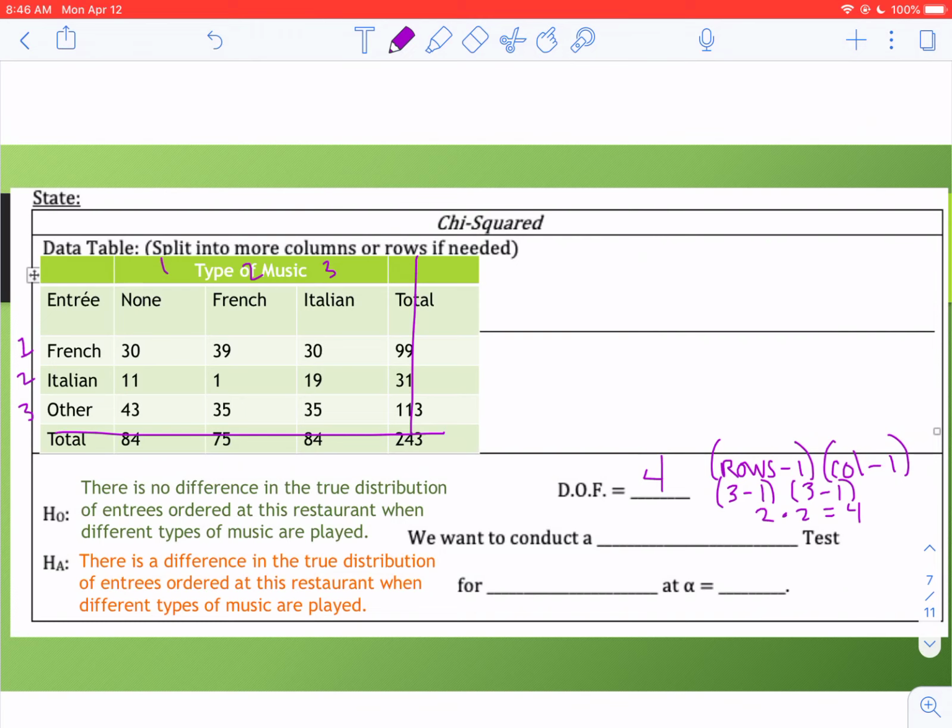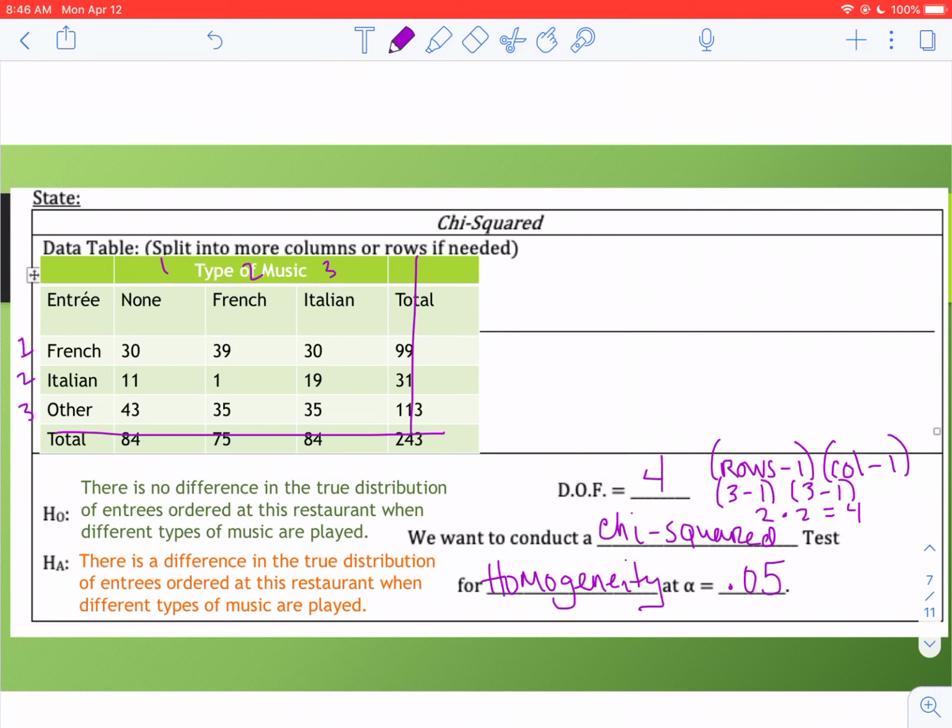We want to conduct a chi-squared test for homogeneity because I'm trying to see if these two, or actually three, different variables in the populations are going to be the same. So that's the test of homogeneity. And it's at an alpha level, we'll just choose the default of 0.05 since it wasn't given to us.